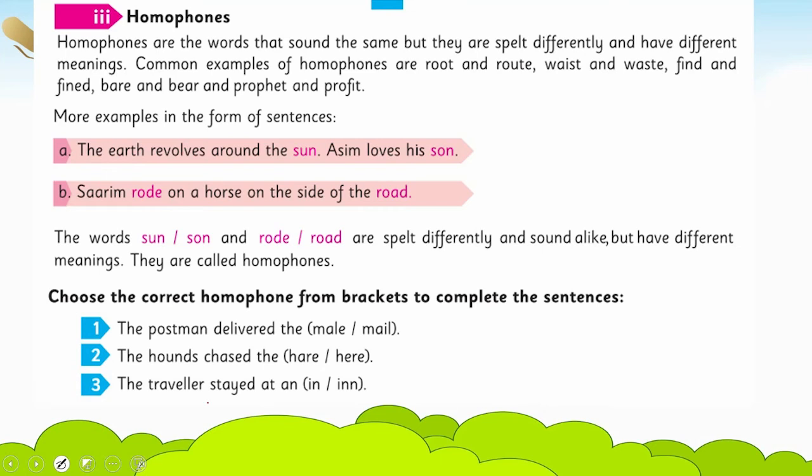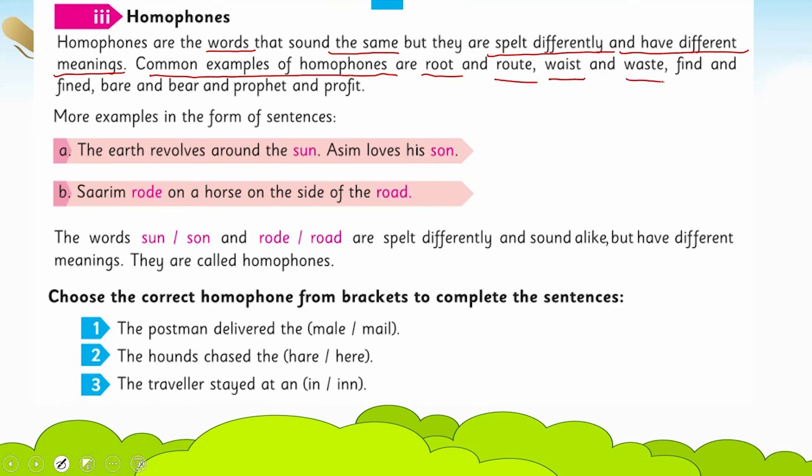Now coming towards the next topic, that is homophones. So our next SLO is homophones. So basically, what are homophones? Homophones are words that sound the same but are spelt differently and have different meanings. So common examples of homophones are root and route. So you are clearly seeing that the sound is the same but the spelling is different.